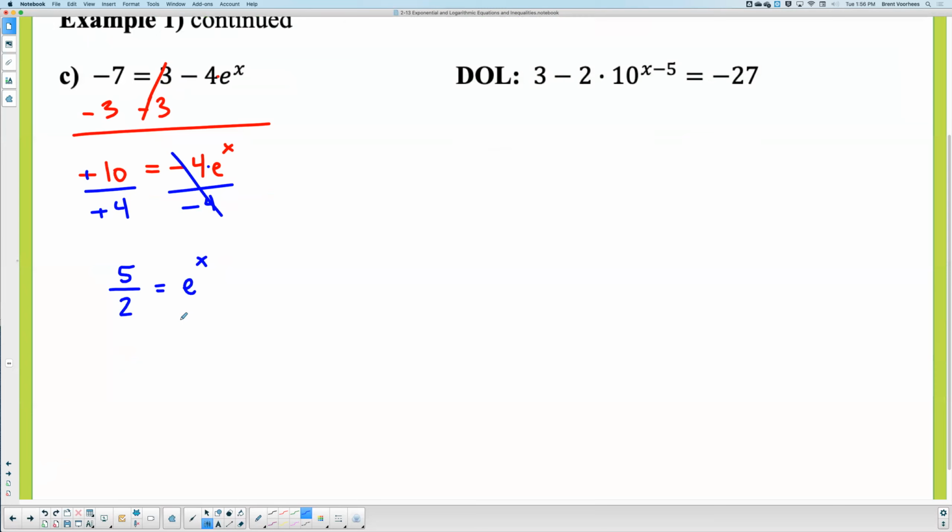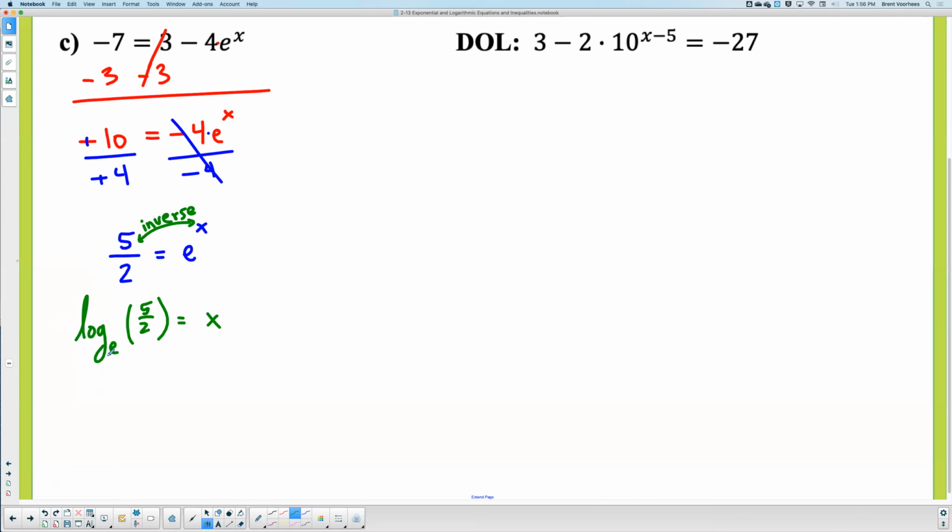So now I can move to step 2, which is to apply the inverse operation. The inverse of an exponential is a log. What's my base this time? E. Now when I apply the inverse, these two switch. So it's no longer e raised to the x. It's now e looking like it's raised to the 5/2. And that will equal x.